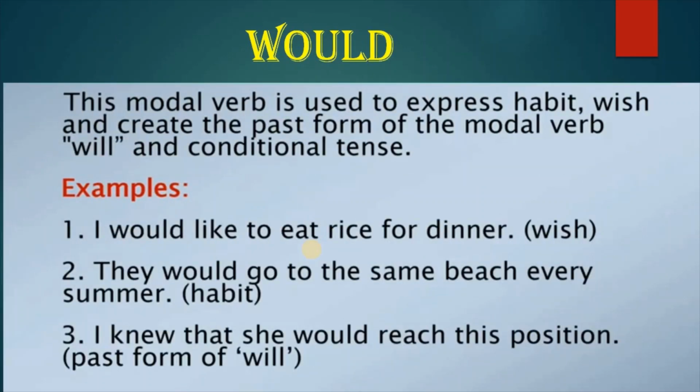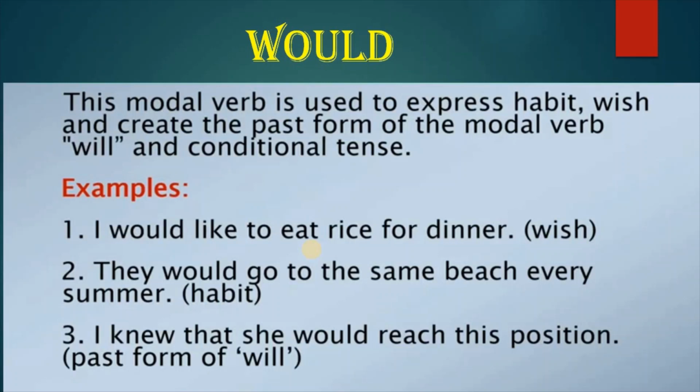Next, would. This modal verb is used to express habit, wish, and create the past form of the modal verb will, and conditional tenses. Example, I would like to eat rice for dinner. Here, would is used to show the wish.